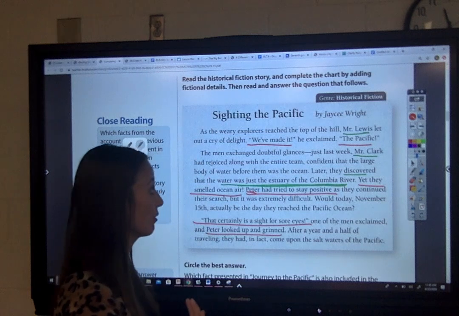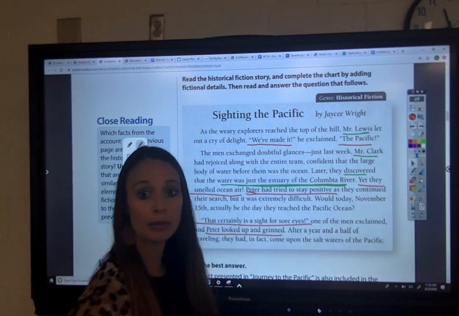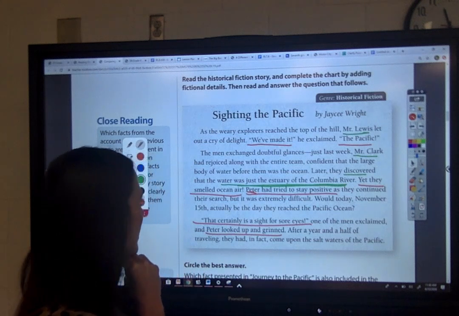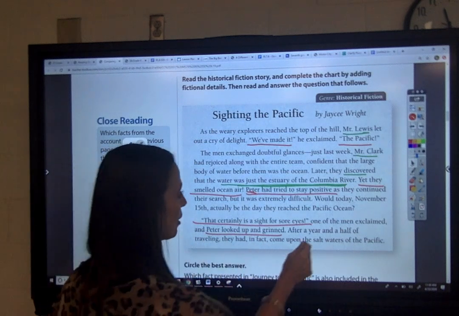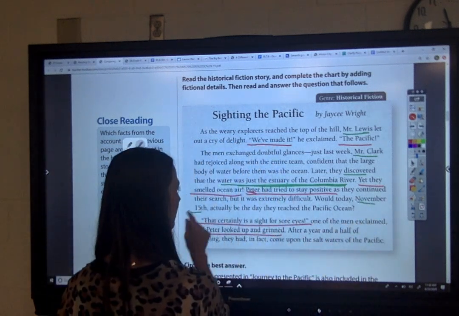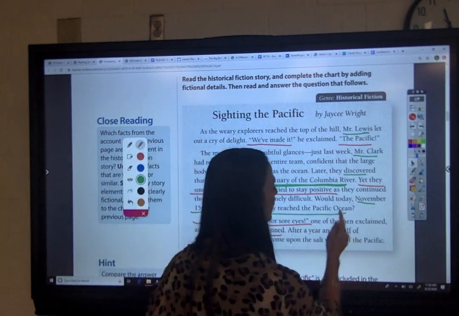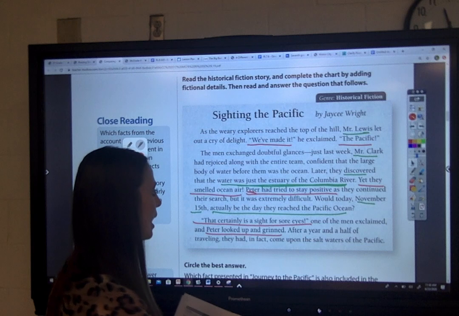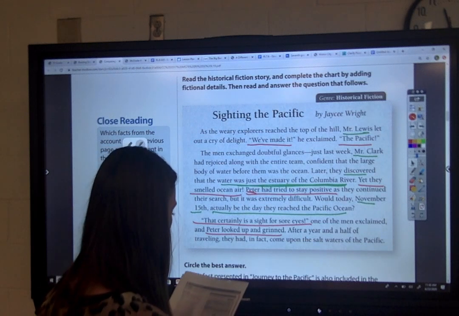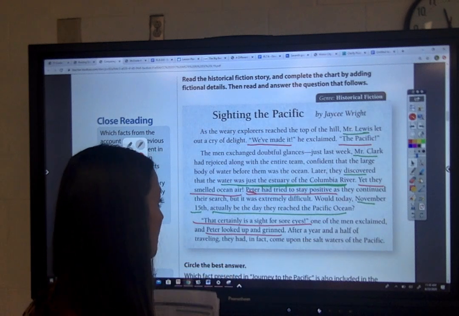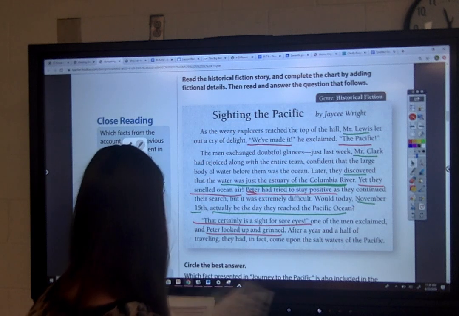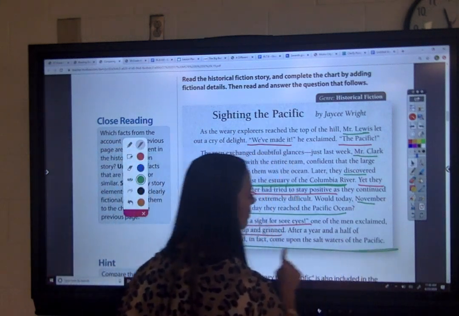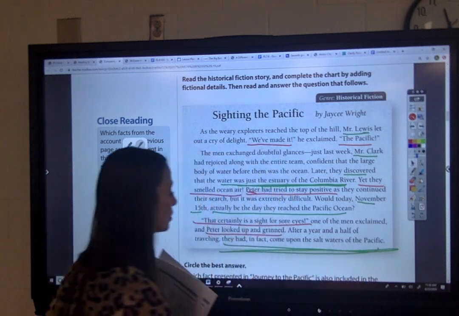They thought they had discovered it. So that actually really happened. But they'd only really discovered the mouth of the Columbia River. And let's see, another fact, November 15th, that was the actual day they really reached the Pacific Ocean. That's actually factual, and those would be the main facts. I think that's the only ones that we're going to look at. And actually that they had, in fact, reached it. And that's a fact as well.